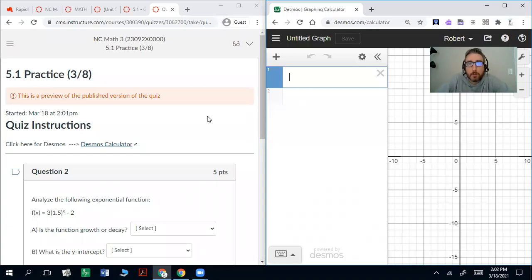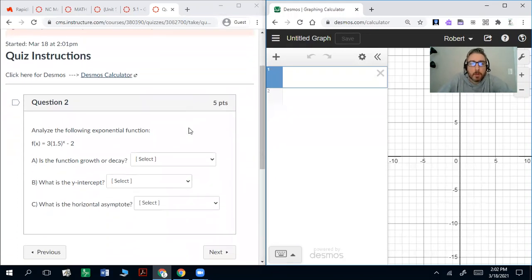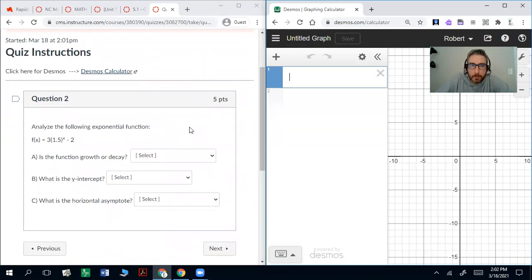All right, this is going to be the 5.1 practice from 3.8. Here we go. We want to analyze the following exponential function for question number 2.